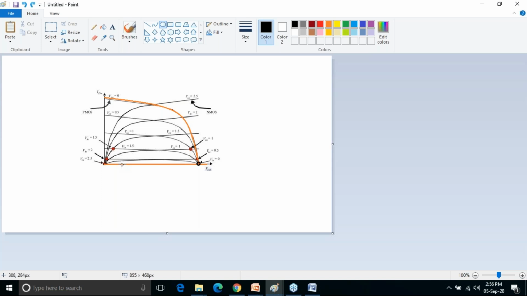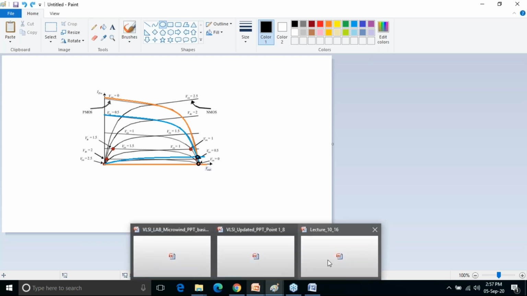Hope the things are clear. Just see another also. I have drawn this, and it is intersecting first at this point. So for NMOS, this particular part is the saturation region, and for PMOS, this is the linear region. So I can say when my input Vin is 0.5, at that time NMOS is in what? Saturation region, and PMOS is in what? Linear region. Are you understanding?